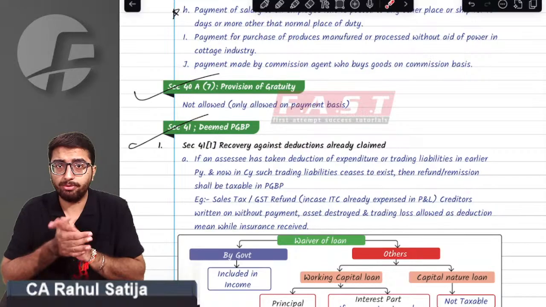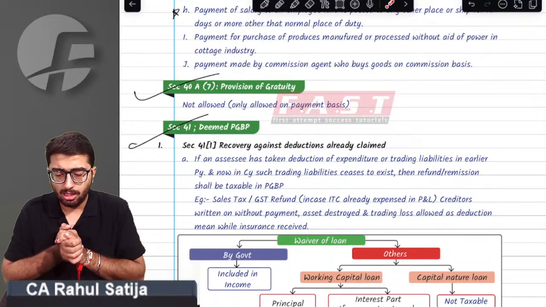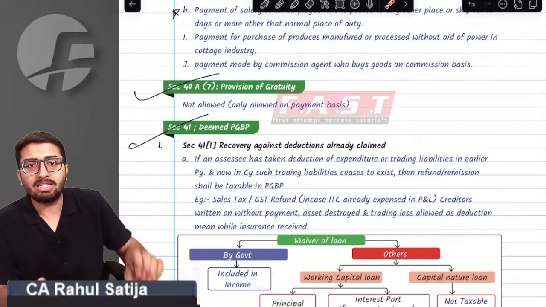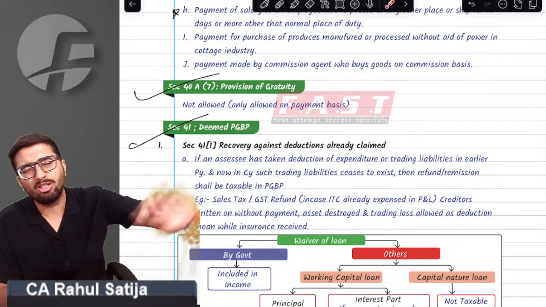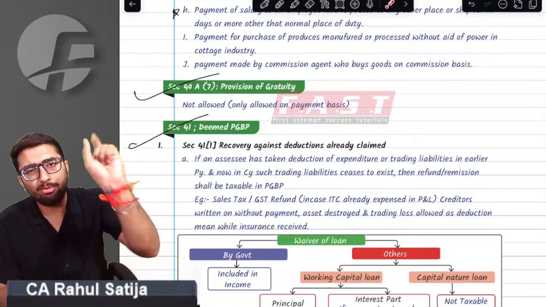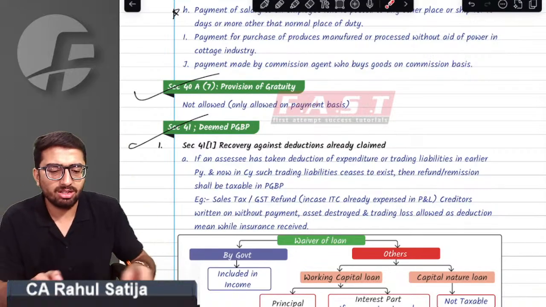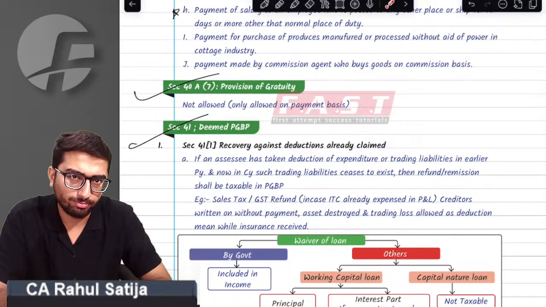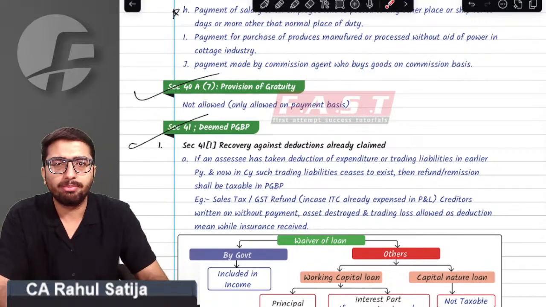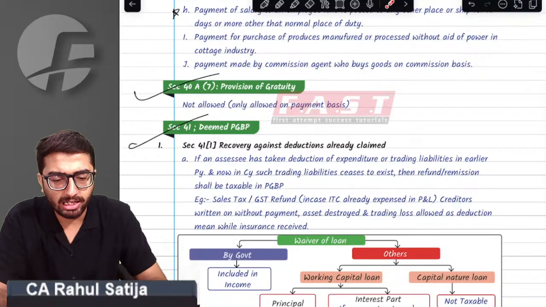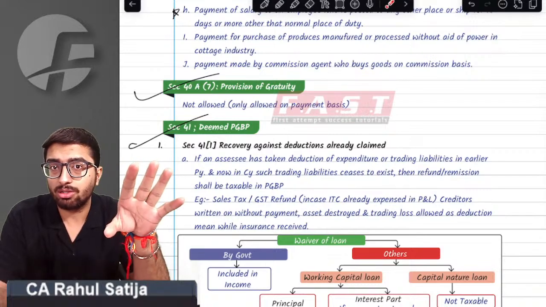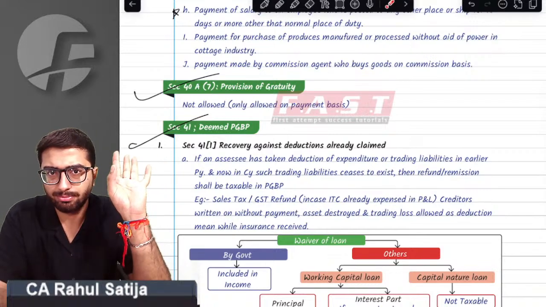So the next point is gratuity, 40A(7). This says that whenever we debit any expenditure for gratuity, that shall always be disallowed. Any provision for gratuity is always disallowed. Sir, I had already told you, in income tax, normally no provisions are allowed. Only the things that are paid are allowed. If you are debiting any gratuity provision, even if it is based on actuarial valuation, we have to disregard it.